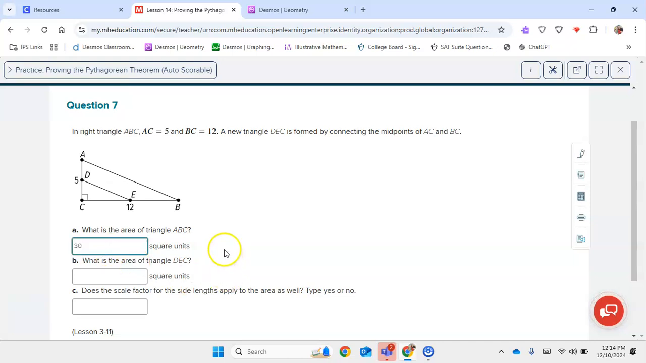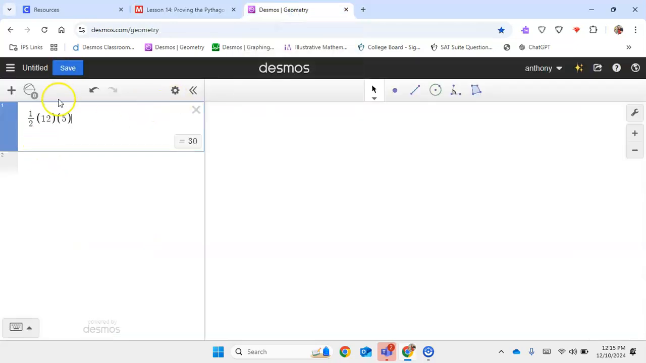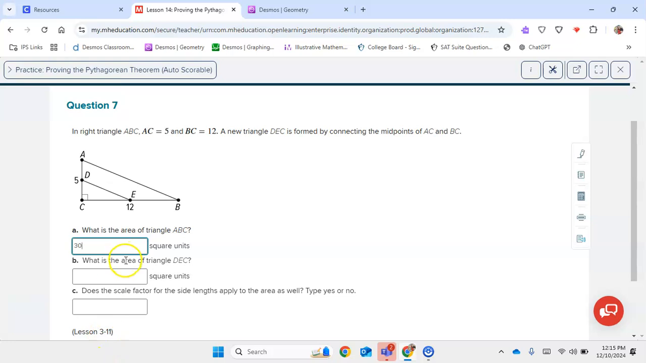What is the area of triangle DEC? Well, each side would be half. This side would be 6, and that side would be half of 5, which is 2.5. You can see that's 7.5. Does the scale factor for the side lengths apply to the area as well? Type yes or no. No. If we multiply that by 2, it'd be 15, not 30, right? So, no.